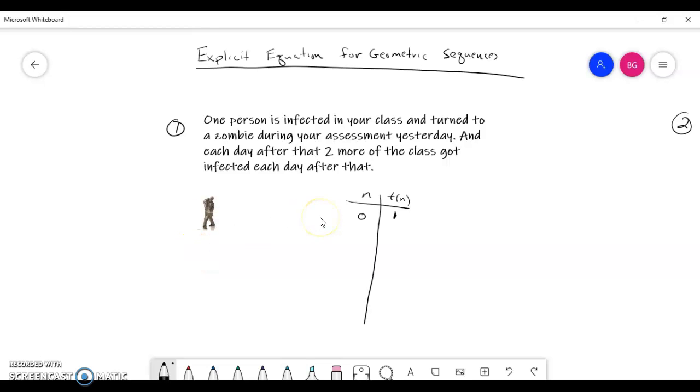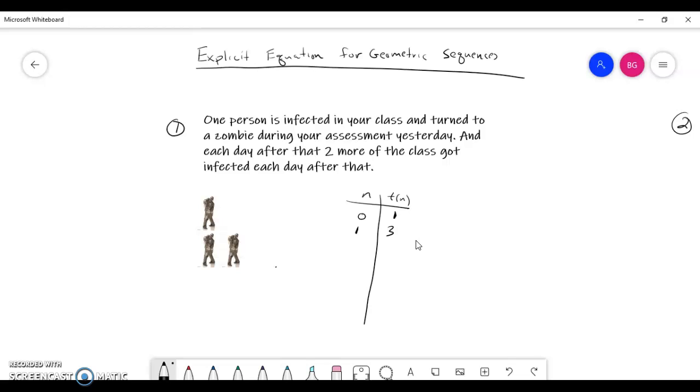Now on day 1, how many zombies would be there after day 1? Well, it says each day there are 2 more infected. So I'm going to infect 2 more people. Let's infect a couple more people here. I got 1 and I got 2 more. So I got 2 more zombies on there. That's all it says, just 2 more people got infected. So how many zombies are now there after day 1? Well, we have 3.